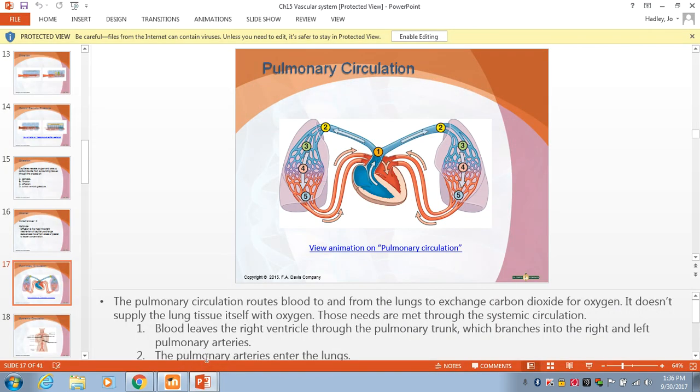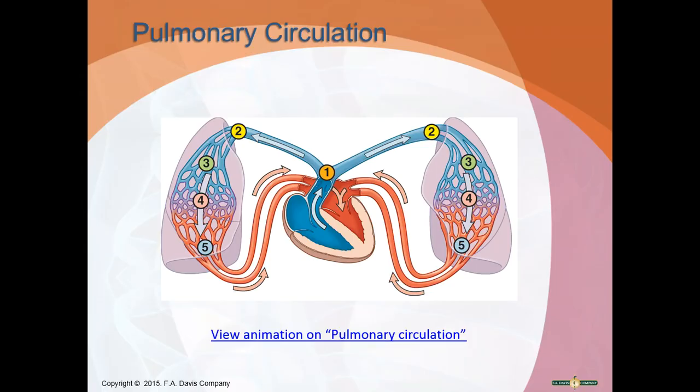Hello, this is part two of the vascular system, and we're starting in the pulmonary circulation. So we're looking at part two. And the pulmonary circulation, you want to get on page 300 for that. The pulmonary circulation routes blood to and from the lungs to exchange carbon dioxide for oxygen. It doesn't supply the lung tissue itself with oxygen. Those needs are met through the systemic circulation.